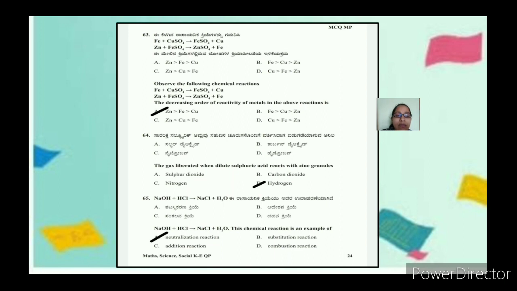Next, the gas liberated when dilute sulfuric acid reacts with zinc granules. It is with respect to the zinc granule experiment, what is the gas released there? So it is hydrogen gas. Next question, NaOH plus HCl, that is sodium hydroxide plus hydrochloric acid, gives rise to sodium chloride plus water. So this reaction is an example of what type of reaction? So it is a neutralization reaction because there is a formation of salt and water.